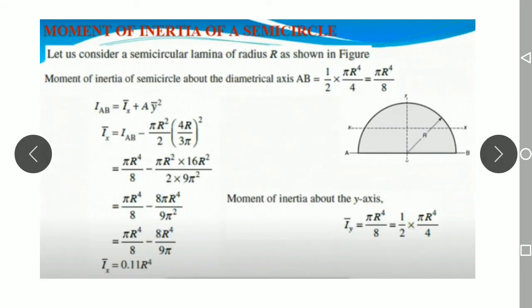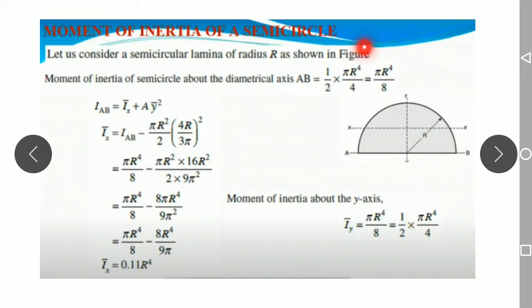Just observe here. The moment of inertia of this semicircle you need to consider. So this is the semicircle we have considered. So now consider the semicircular lamina which is having a radius. Again, if it is a semicircle also, the radius is the same r. So now the moment of inertia of a semicircle about the diametrical axis. Diametrical axis is nothing but what? AB.